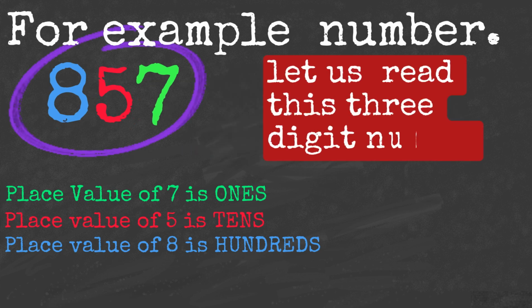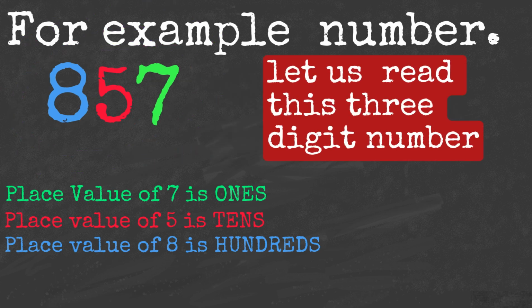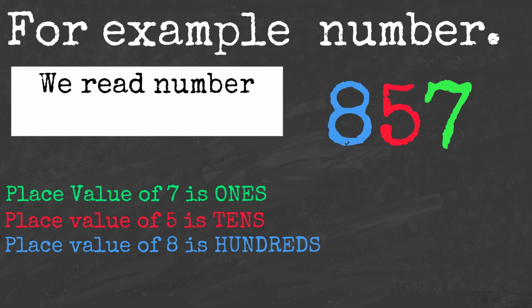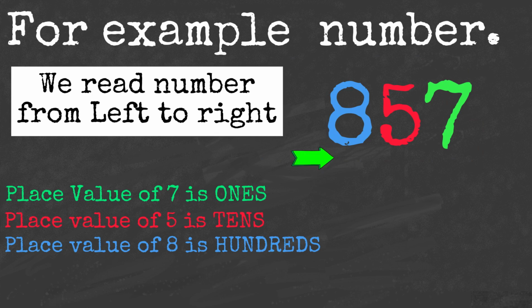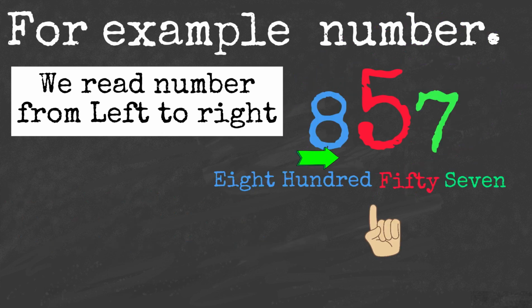Let us read this 3-digit number. We read the number from left to right. So we read this number 857.